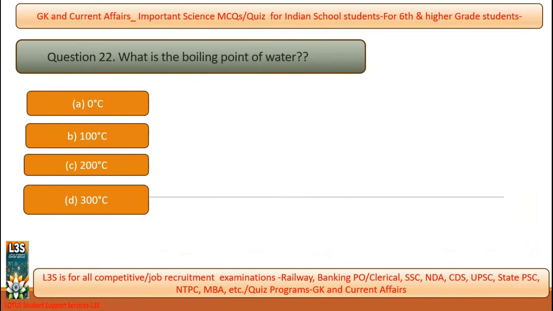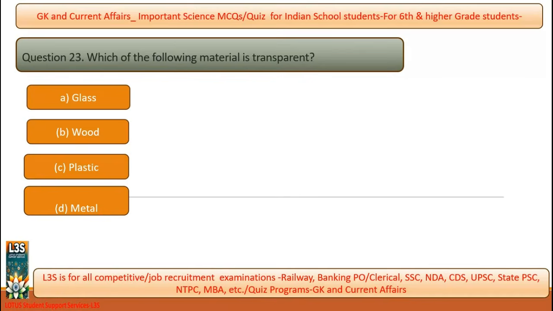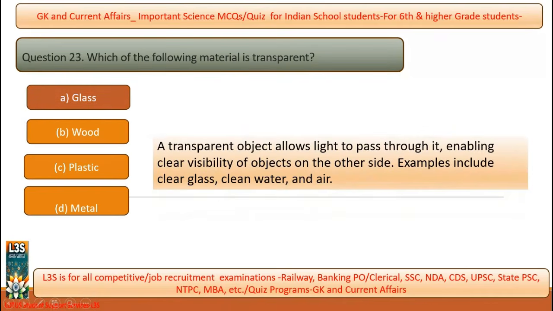What is the boiling point of water? And the right option here is B, 100 degree centigrade. Which of the following materials is transparent? Glass, wood, plastic, metal. And the correct option is A, glass. A transparent object allows light to pass through it, enabling clear visibility of objects on the other side. Examples include clear glass, clean water, and air.